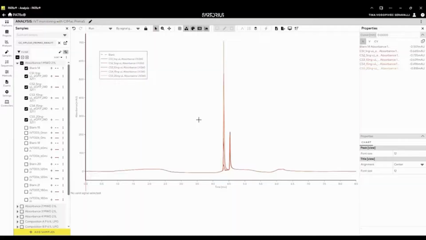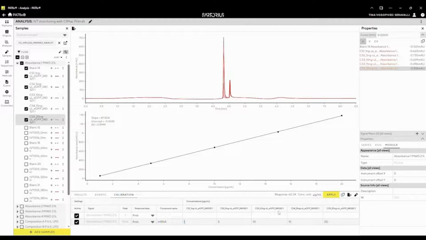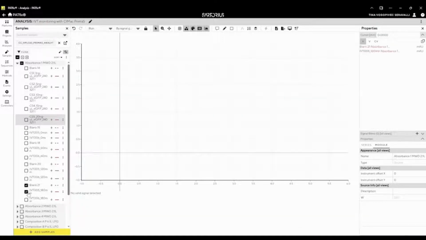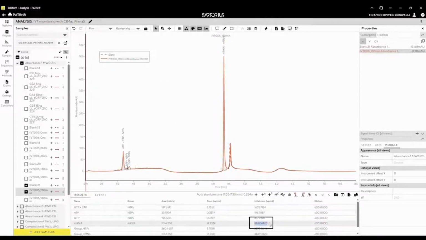After the samples are analyzed, we can easily visualize the chromatograms in the PATfix software. When analyzing the data, first we create the calibration curve and apply the calibration to our analysis. After we integrate a sample, its concentration is displayed. After evaluating all results, we can determine the optimal conditions for the IVT reaction depending on our specific goals, whether we aim to produce mRNA more quickly or reduce the cost of the IVT process. The data will guide our optimization efforts.